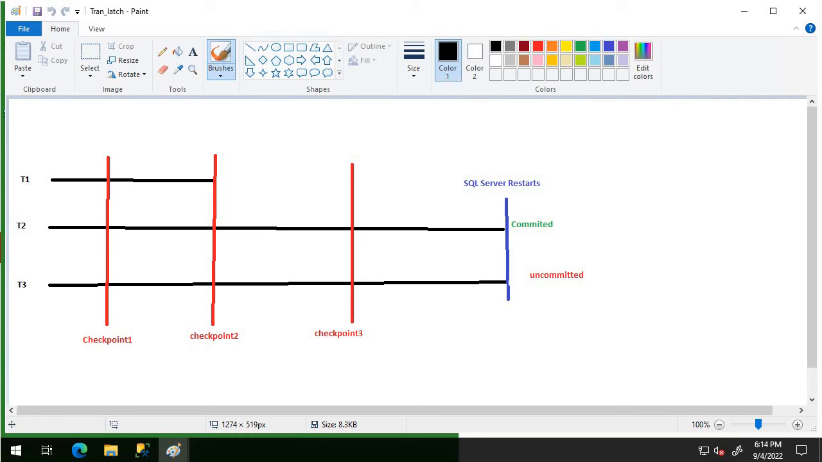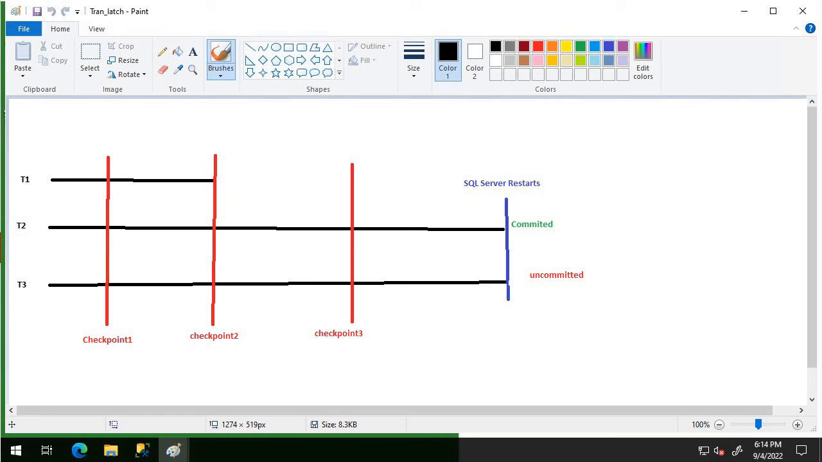And as far as locks are concerned, there are ways users can control them. For example, you can do that using different isolation levels, or you can also utilize specific query hints to control which kind of lock is required. But as far as latches are concerned, they are completely controlled by SQL Server, and users have no control over them.